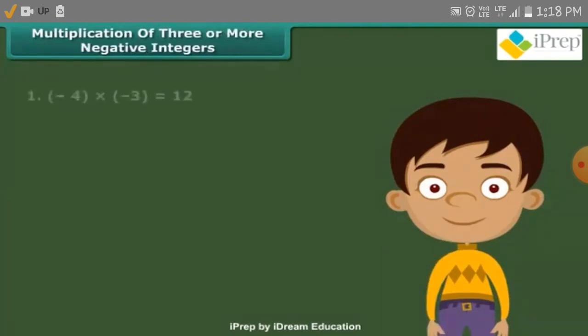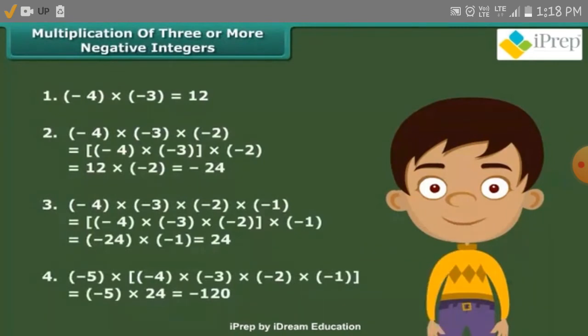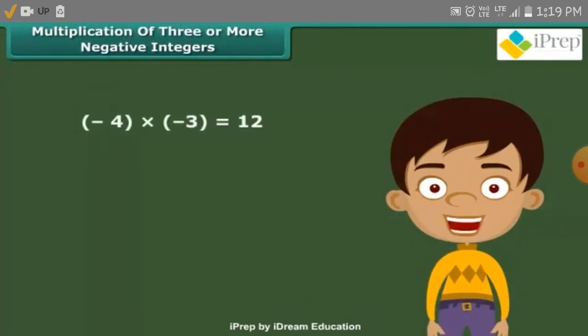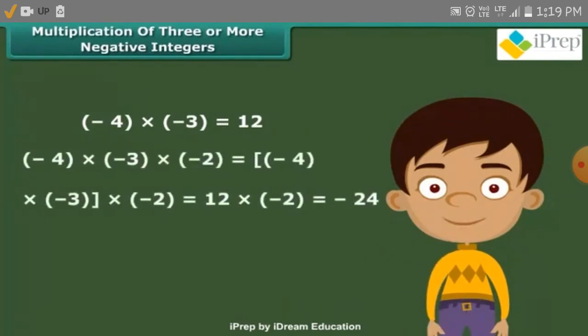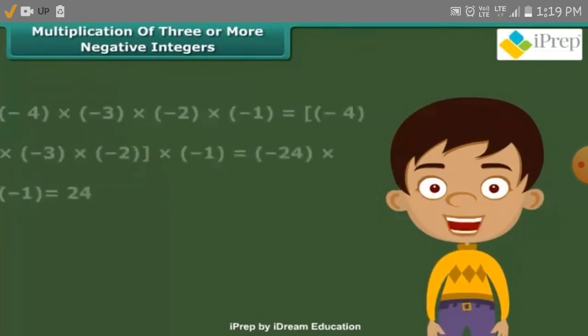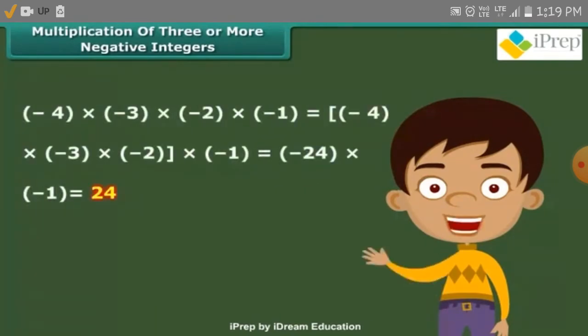In general, for any two positive integers a and b, (-a) × (-b) is equal to a × b. Look at these examples. In the first example, two negative integers are multiplied. In the second example, three negative integers are multiplied. In the third example, four negative integers are multiplied. And in the fourth example, 5 negative integers are multiplied. From these products, we observe that the product of two negative integers is a positive integer. The product of three negative integers is a negative integer. The product of four negative integers is a positive integer.